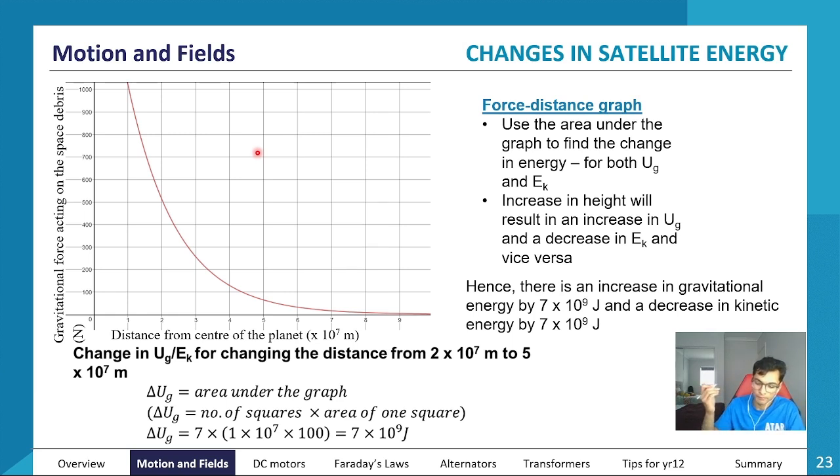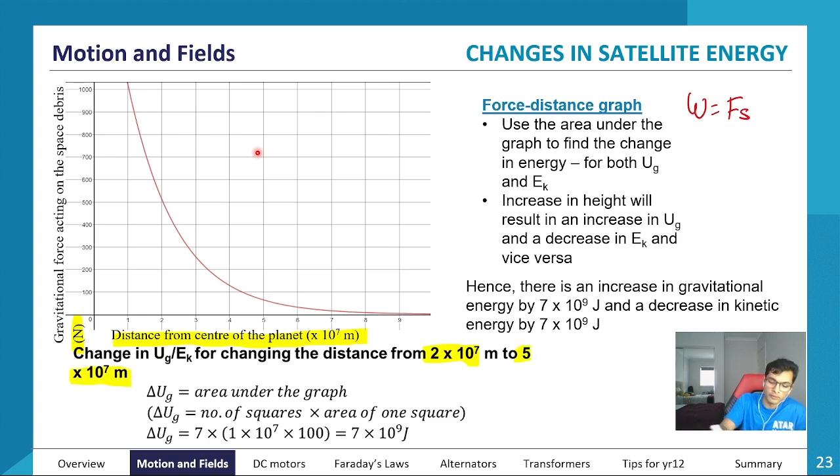Cool. So we know that work done in joules is equal to force times displacement. And in this graph, we are given force in newtons on the y-axis, and then distance on the x-axis. Keep in mind that this is distance times 10 to the 7. So it's really big distances. So what the question is asking us is to find the change in energy, or the work done, as we go from 2 times 10 to the 7 to 5 times 10 to the 7.